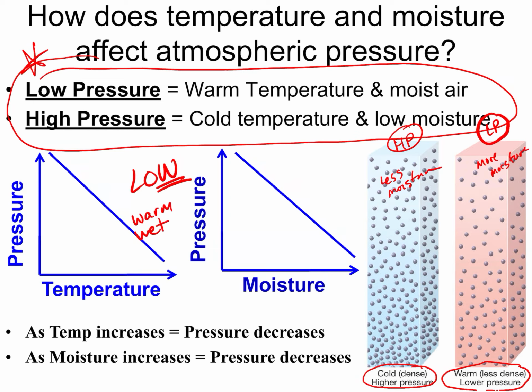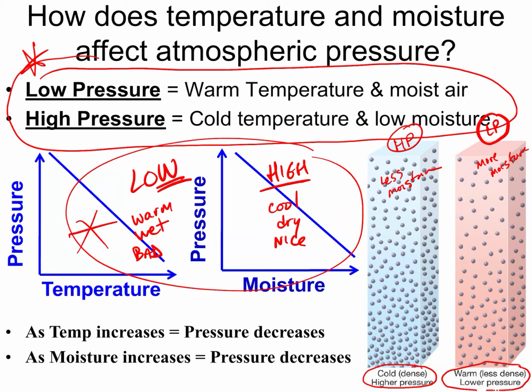All right? So if you can remember that low pressure is warm and wet, then you can remember that high pressure is the opposite, cool and dry. And then I want you to think about it. If it's cool and dry, would you consider that nice weather or bad weather? If it's wet and it's raining and nasty out, then that's going to be bad weather. So low pressure typically brings bad weather. High pressure typically brings nice weather. This is so important. You have to know it.